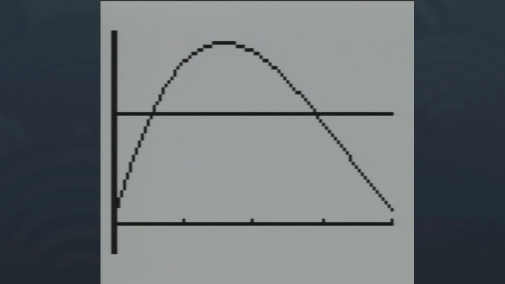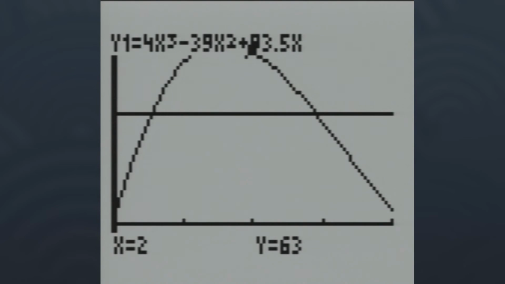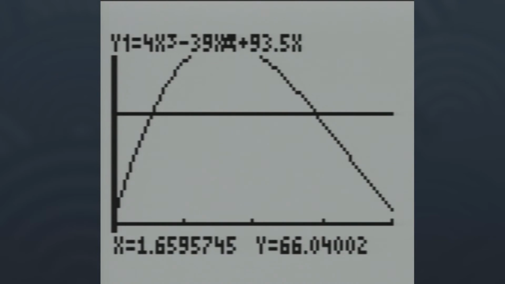So hit graph, and you'll notice that there's 2 different places that the line intersects the curve. So what that's telling us is we have 2 possible ways that we could come up with a box that has a volume of 40 cubic inches. So let's go find those really quick. If you hit trace, and remember you always use your right and left arrows to move your spider. So I'm going to go find that intersection point there on the left first.